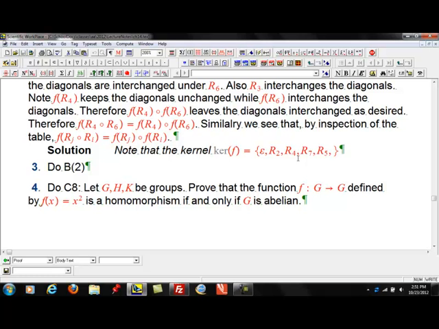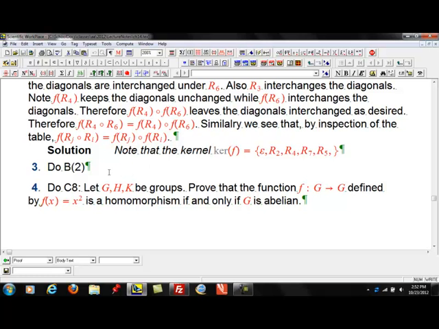Are we ready to go on, or did we have more questions on that? The kernel is what is unchanged, what is mapped to the identity. In other words, everything that gets mapped to your identity function is your kernel. In different things it's going to be different, like under the integers, it's what gets mapped to 0.